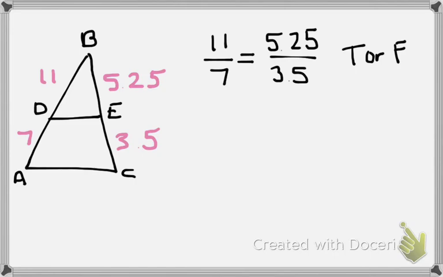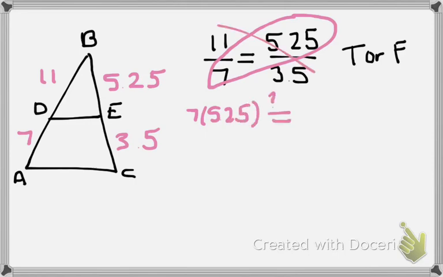And you have two options here. You can put 11 divided by 7 in your calculator and get a decimal. You can put 5.25 divided by 3.5 in your calculator and check to see if it has the same decimal. If they have the same decimal, it's true. Or another way that you could do this is we can test it through proportions. Does the product of 7 and 5.25 equal the product of 11 and 3.5? Just as easy as a calculation, except instead of dividing, you're multiplying.